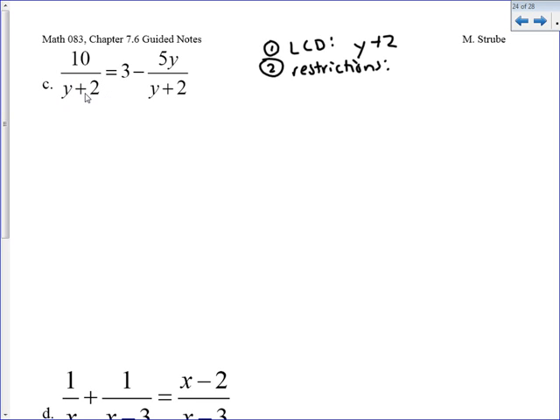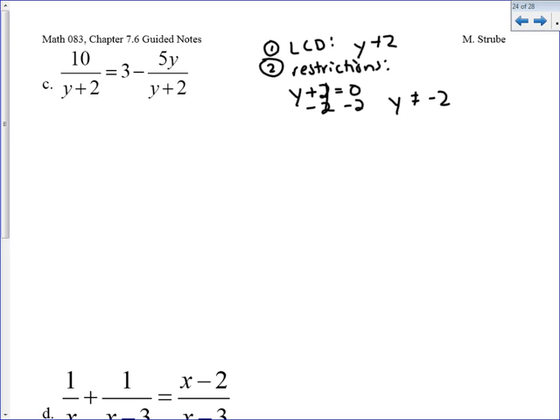Negative 2. So negative 2 plus 2 is 0. So that's the only number I don't want. And if you want to solve for it, there is work you can do. You don't have to just guess. You just take your denominator with your variable, set it equal to 0, and solve it. And when I solve that, subtract 2 from both sides, there's my restriction.